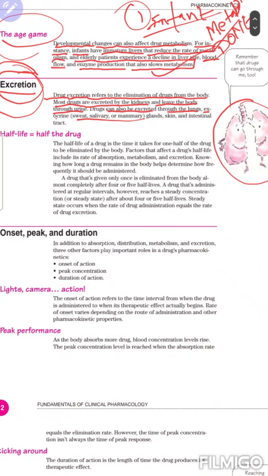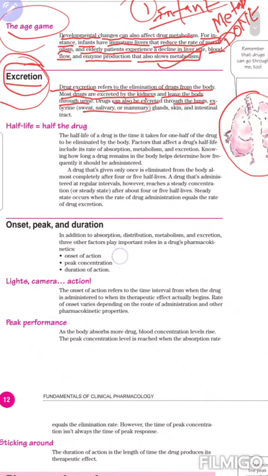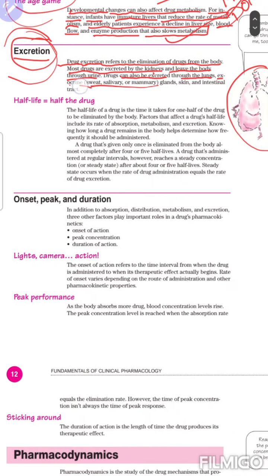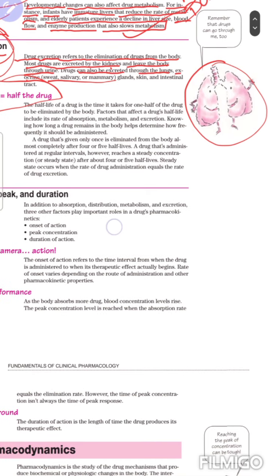So drug excretion refers to the elimination of a drug from the body. We all know what drug excretion is: it's the elimination of drugs from the body. Most drugs are excreted by the kidney and leave the body through urine. And what is half-life? Half-life is also called the half of the drug.